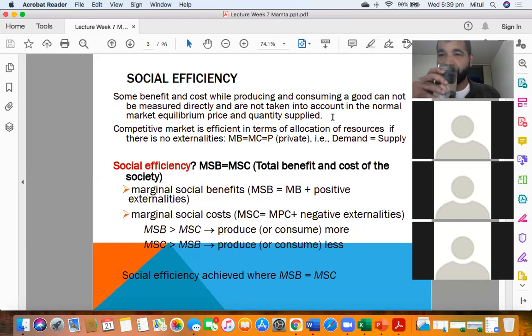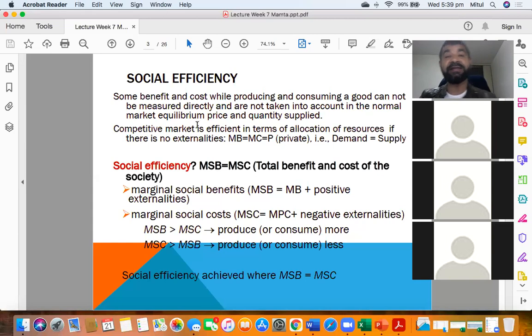When you add the word marginal, it becomes the social benefit from one extra unit. When you add the term marginal to cost, it is the social cost of producing one extra unit. So to understand these things, we have to understand what social cost and social benefit are. Some benefits and costs while producing and consuming a good cannot be measured directly, and are not taken into account in the normal market equilibrium. It is a little bit different, but based on the same idea.